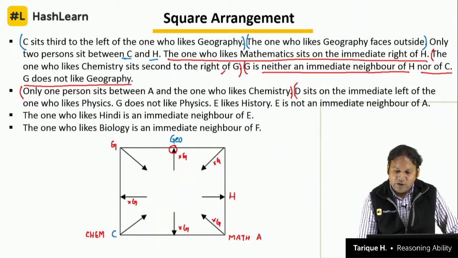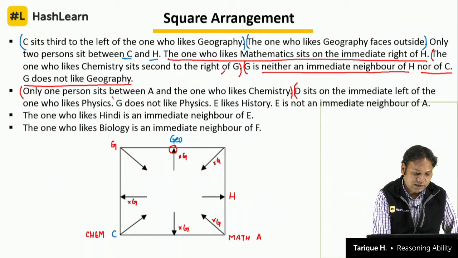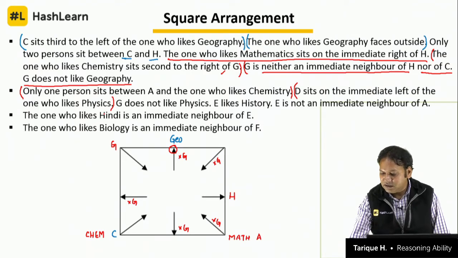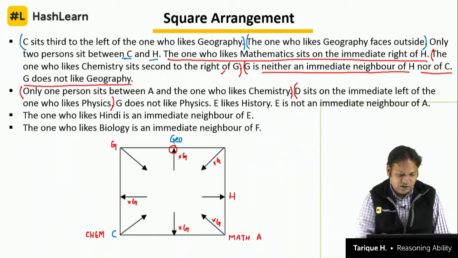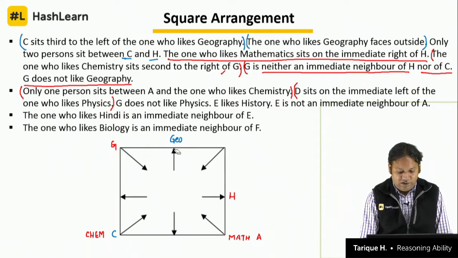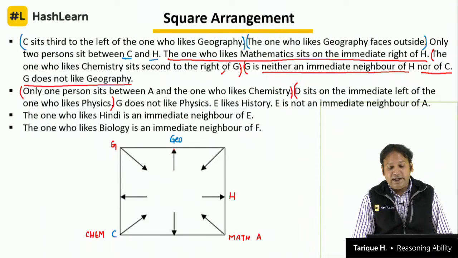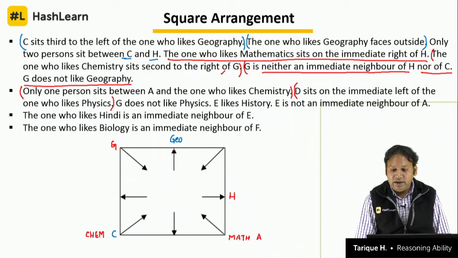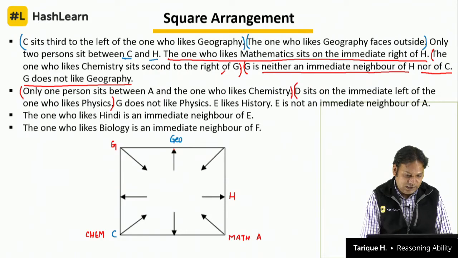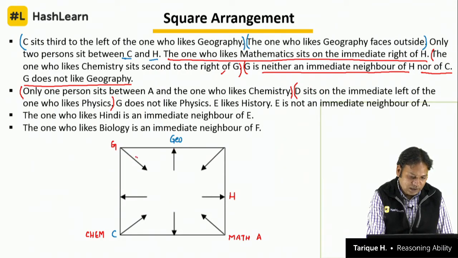D sits on the immediate left of the one who likes physics. First of all, let me just clear the diagram a little because there is a lot of unnecessary information. We know that the other possibility is to start with geography as G, but right now we have already taken that information, so let's just go ahead with that. Only one person sits between A and chemistry. We have done that. D sits on the immediate left of the one who likes physics. G does not like physics, so this person does not like physics.